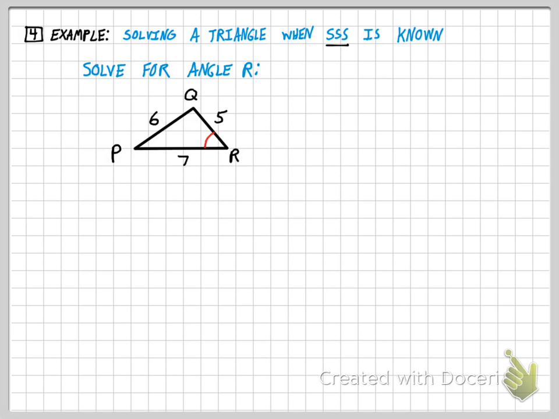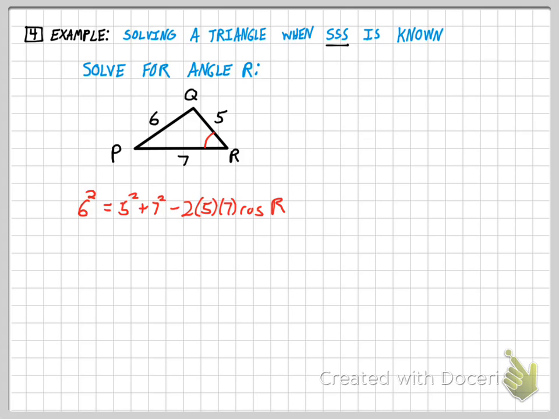Alright, so this time when I think about my side C, right, there's obviously not A, B, and C in this triangle, but I want to make sure it's the side that's across from the angle that I'm looking for. So that's going to be 6, right? So I'm going to start off with 6 squared equals 5 squared plus 7 squared minus 2 times 5 times 7 times the cosine of R. And again, R, most importantly, is the angle that's across from side 6.